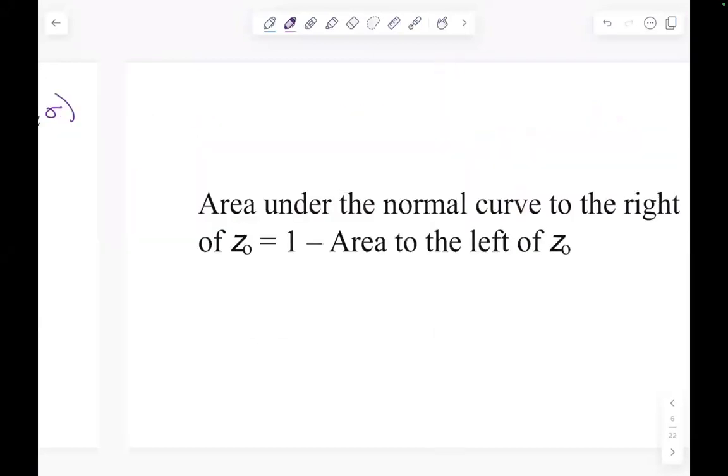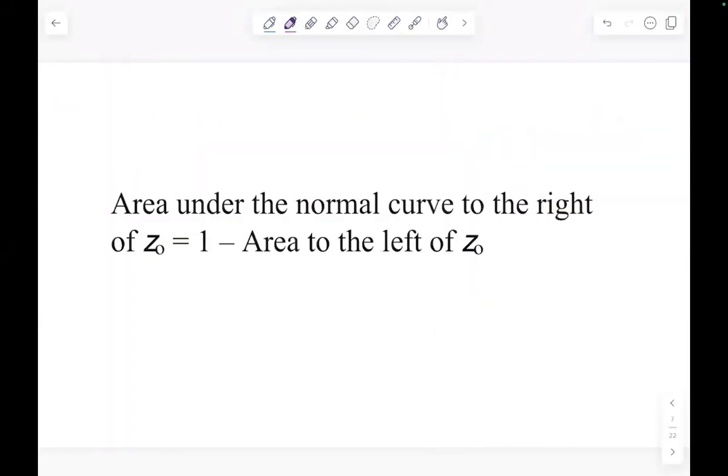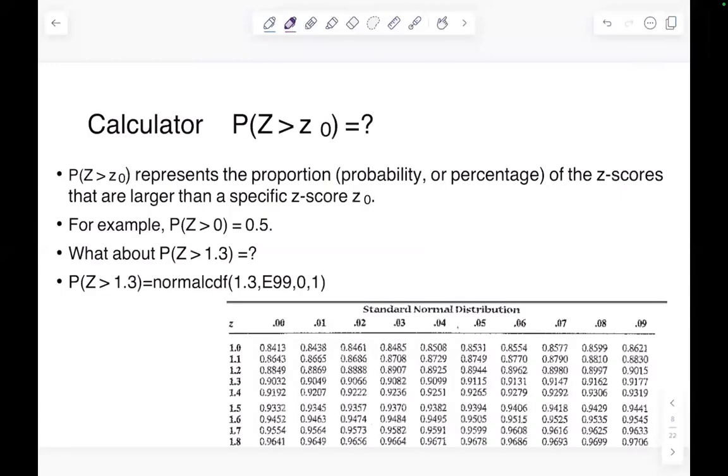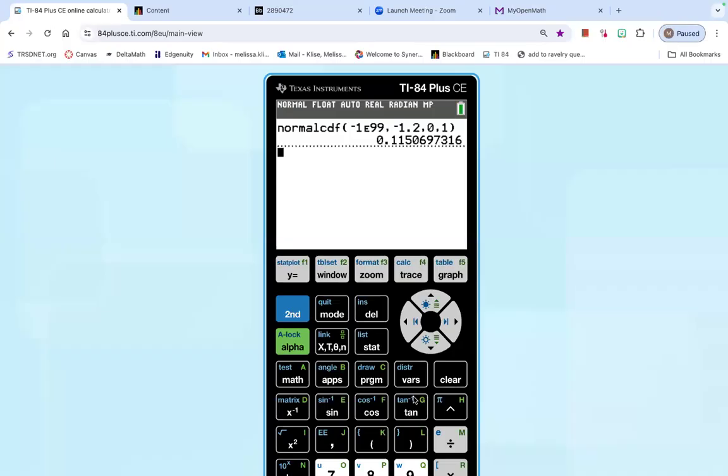Cool beans. All right. Now I already told you that if we're doing the area to the right, we would use 1 minus the z-score we get from our z-table. But I'm going to ignore the z-table for a moment. We're looking for the probability that z is greater than 1.3. Go back to my calculator.